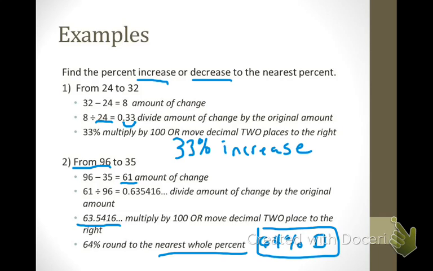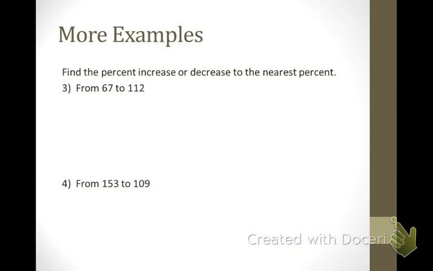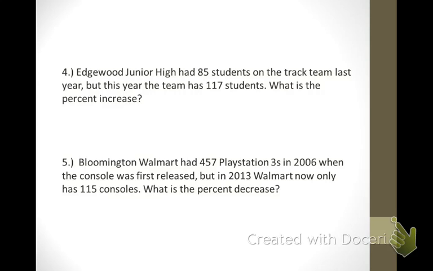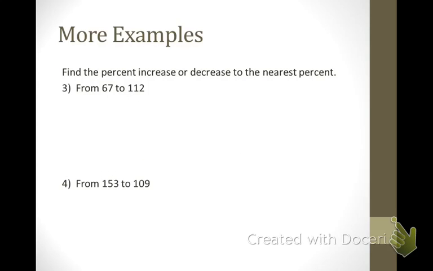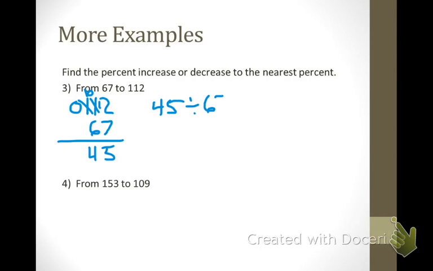Okay, let's take a look at a couple more here. So we have from 67 to 112, so we're going to start by putting the bigger number on top. So we're going to put, sorry about that, we're going to put 112 on top and 67 on bottom, and I'm going to subtract these two numbers. So I have to borrow from that 1, and I borrow from that 12, so I'm going to get 45 is my remainder that's left over, and then I'm going to take 45 and I'm going to divide that by 67, because that's the original amount that I started with.